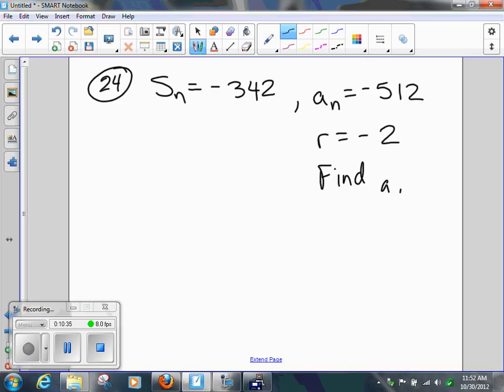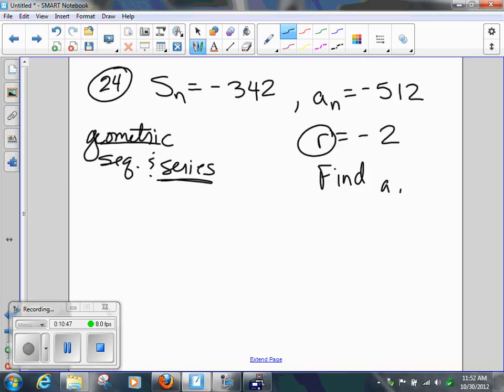Page 143 is dealing with geometric sequences and series. And I know this is geometric because I have an R here. I know that when I add up all of my numbers in my sequence, they're going to add up to negative 342. Do you guys agree with that? I know my first term is what I'm looking for, but my A sub n, my last term, is negative 512. I know my ratio is negative 2.